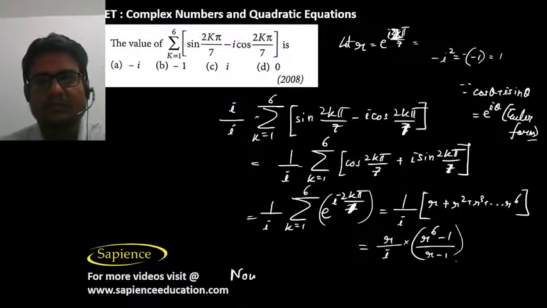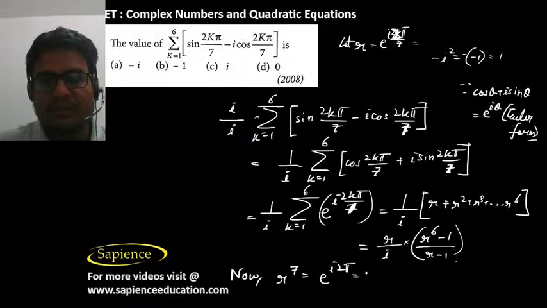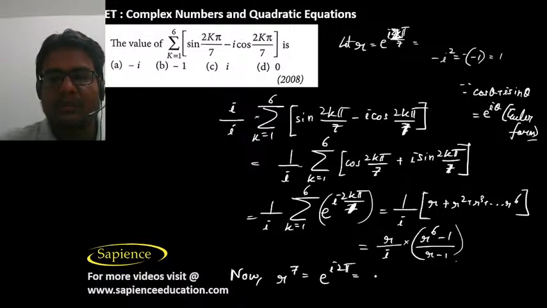So now r power 7 will be equal to e power i 2 pi, which is cos 2 pi plus i sin 2 pi. Cos 2 pi is 1, sin 2 pi is 0, so that is 1.